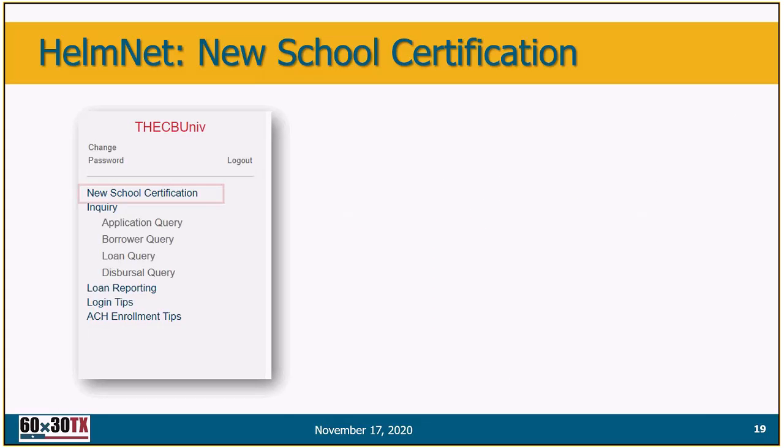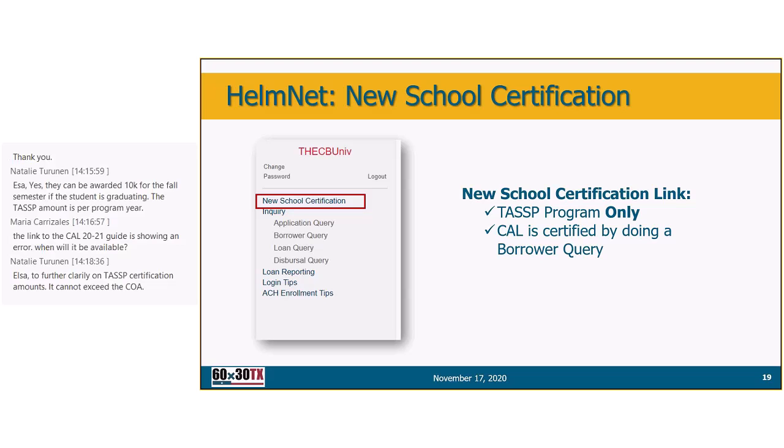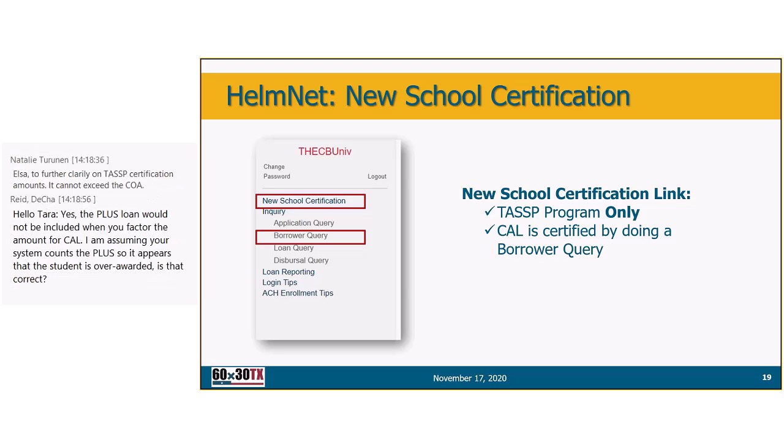The first one is the New School Certification link. This is dedicated to the TASSP program only. Now you may think, well, that seems illogical. I need to certify something, so if I need to do CAL, where do I go? If you need to certify CAL, you actually have to do a borrower query in order to find the student's application. So again, going back to those differences, TASSP, you click on New School Certification. CAL, you're going to click on the borrower query, and we're going to go through that in just a moment.